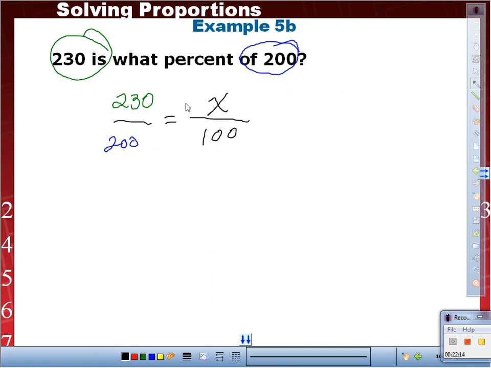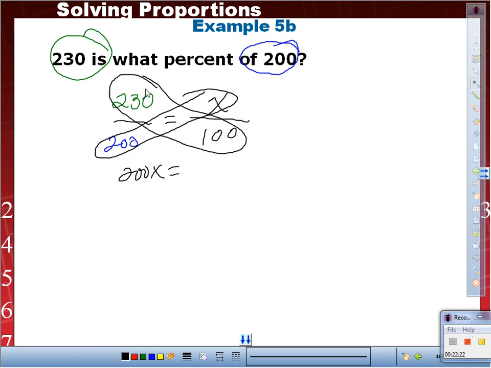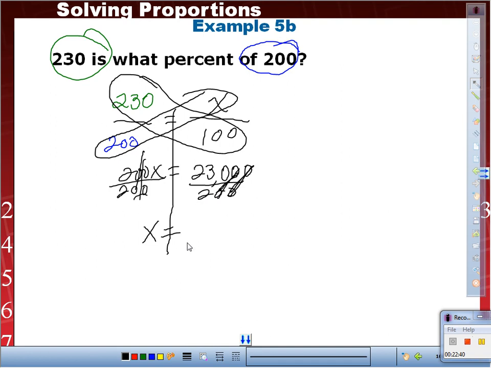Cross multiply. This is 200x equals 23,000. It comes up a lot. Divide by 200, divide by 200. x equals, I'm going to get rid of some zeros, 230 divided by 2 is, very good, 115.